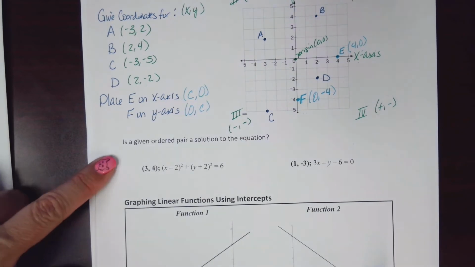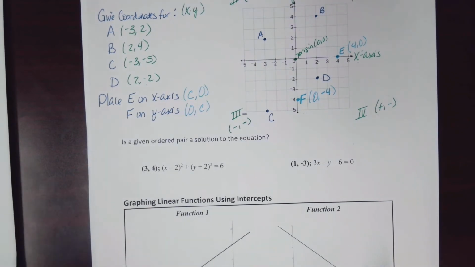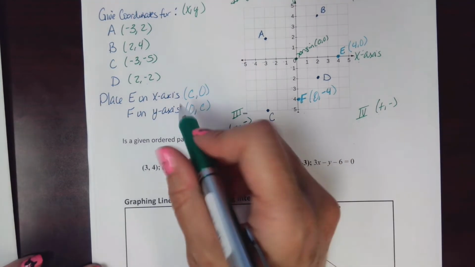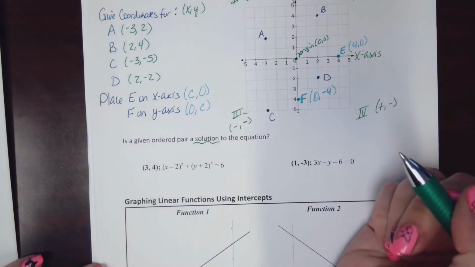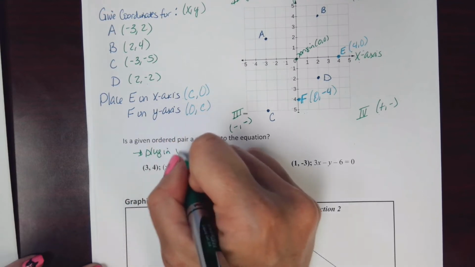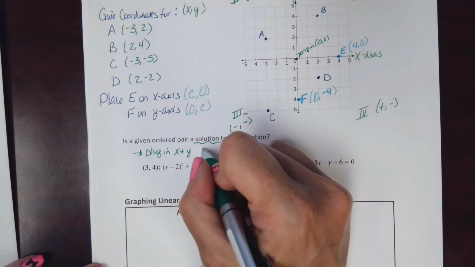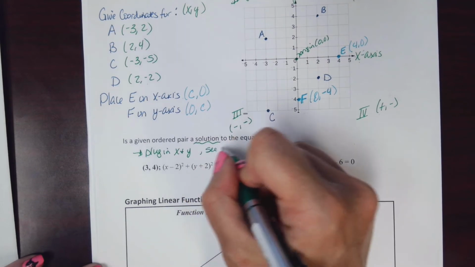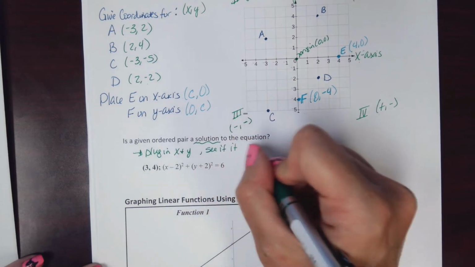Okay, let's move on to our next section here. Is the given ordered pair a solution to the equation? Well, how do I know if I have a solution to the equation? I've got a solution if I'm able to plug in the x and y values. Then I see if it gives me a true statement.